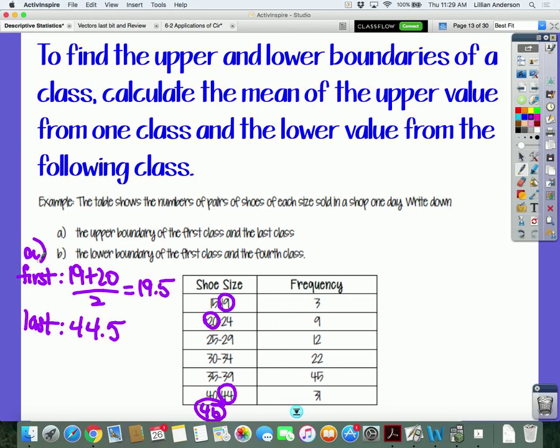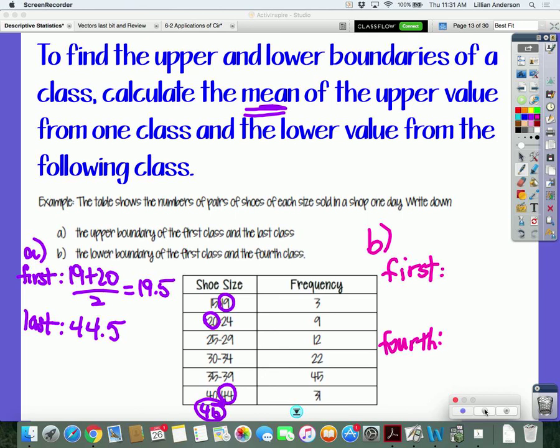Now I want you to find the lower boundary of the first class and the fourth class. Find the lower boundary. Alright, so we have to find the lower boundary now of the first class and the fourth class. Remember, class is just another word for group. So if I'm trying to find the lower boundary of the first class, I'm going to look at 15 and what other number? 14 for the first class. Okay? What's the average for that? 14.5. You add them up together, divide by 2, and there you go.